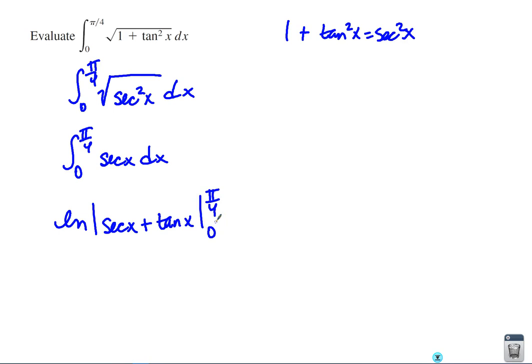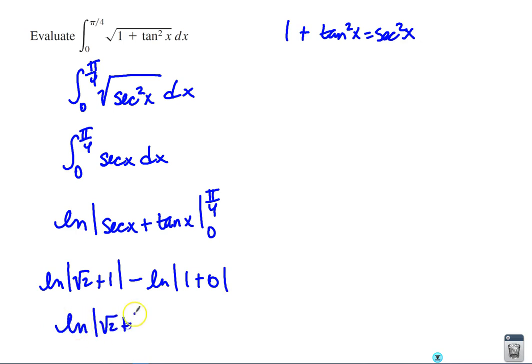And so then using first fundamental theorem, I just plug in my numbers here, natural log. The secant of pi over 4 is root 2. The tangent of pi over 4 is 1 minus natural log. The secant of 0 is 1 plus the tangent of 0 is 0. So this becomes natural log of root 2 plus 1. Natural log of 1 is 0, so it's just natural log of the absolute value. Well, I can drop the absolute value because I've got root 2 plus 1. So this just becomes boom.